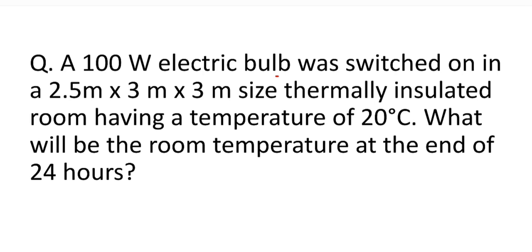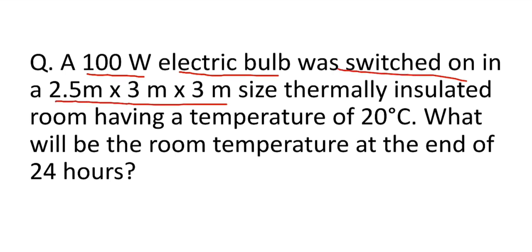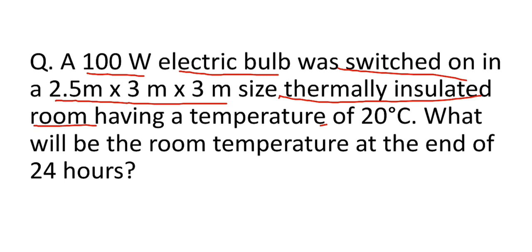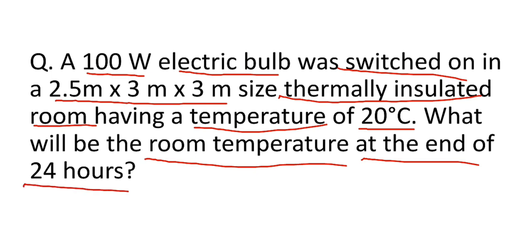In the given question, there is an electric bulb of 100 watt switched on in a room whose dimension is 2.5 meter into 3 meter into 3 meter, and the room is thermally insulated, which means no heat interaction between the room and the ambient or surroundings. The initial temperature of the room is given, which is 20 degrees Celsius, and we have to find the room temperature at the end of 24 hour running of the electric bulb.